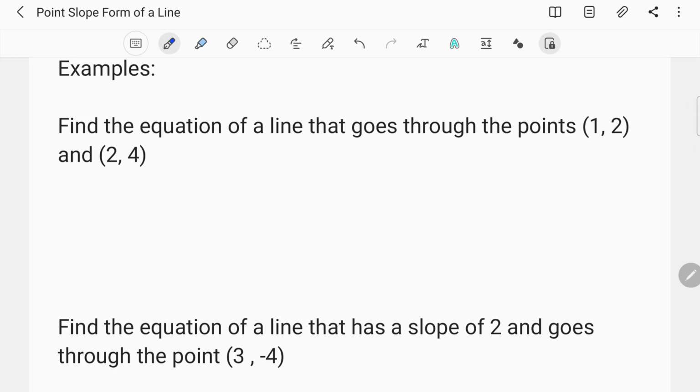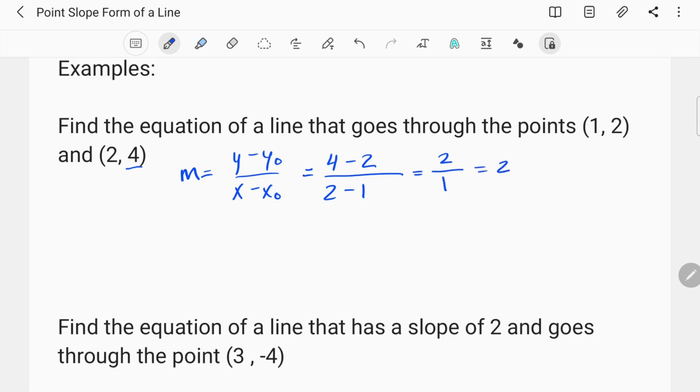First, find the equation of a line that goes through the points (1, 2) and (2, 4). So first we're going to find the slope, which is y minus y naught over x minus x naught. So let's do 4 minus 2 over 2 minus 1. It doesn't matter which goes first, so long as you're consistent. So 4 minus 2 is 2 over 1, which is 2. And our points, I'm going to pick this point. So y minus this 2 from this point is equal to 2 times x minus 1.